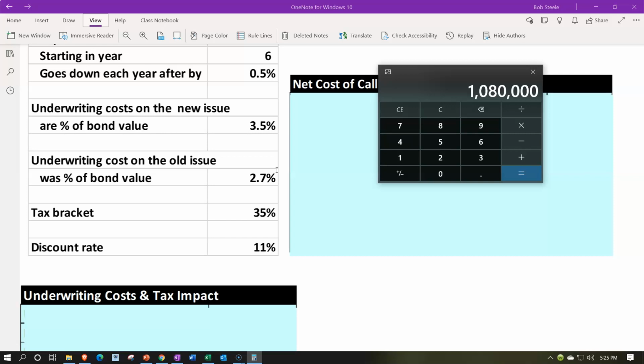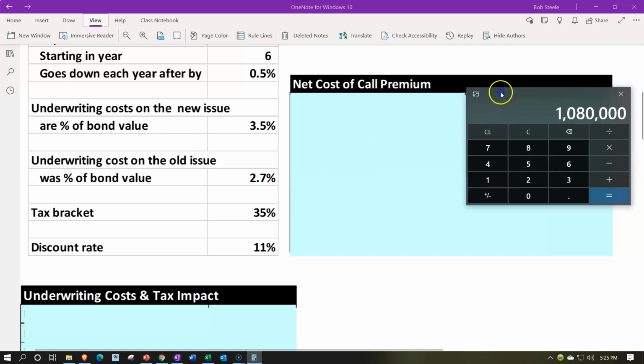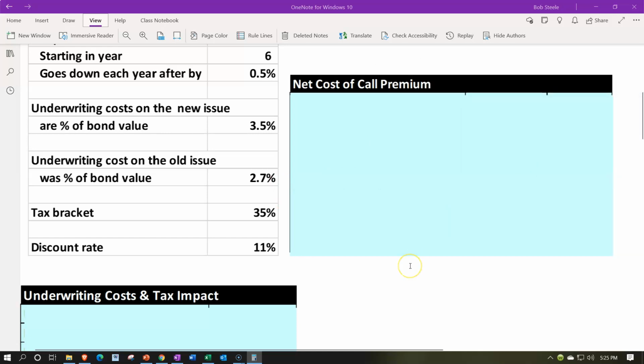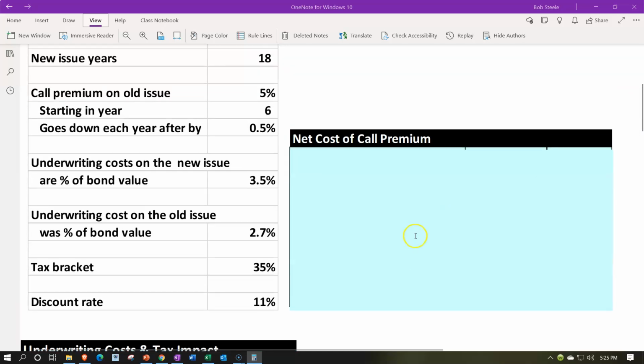The original cash outflow is a sunk cost at this point in time. It doesn't really factor into the current decision-making process, but the tax impact is a current decision-making thing, and does impact the current decision. Tax bracket 35%, discount rate at the 11%. Let's calculate first the net cost of the call premium.